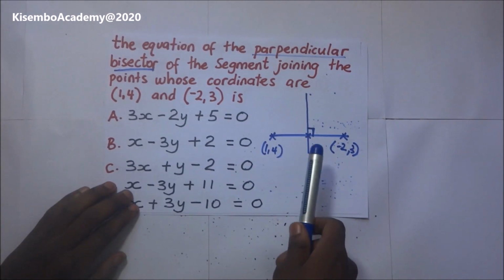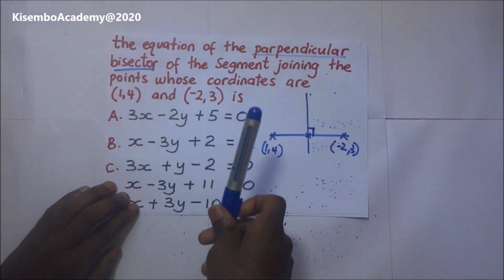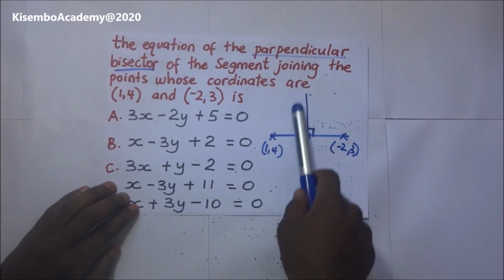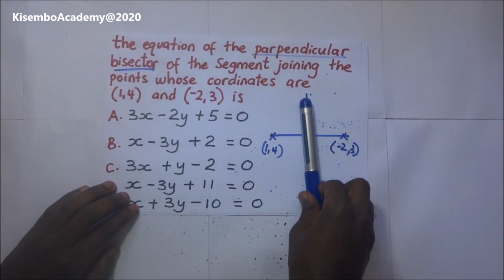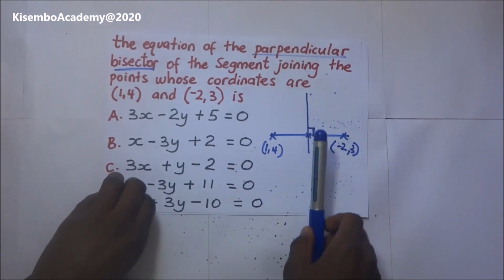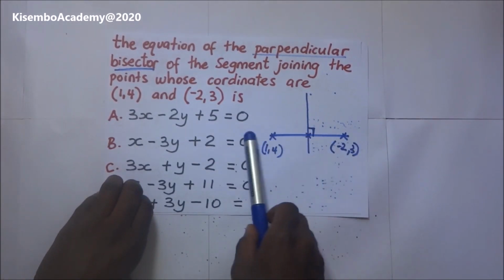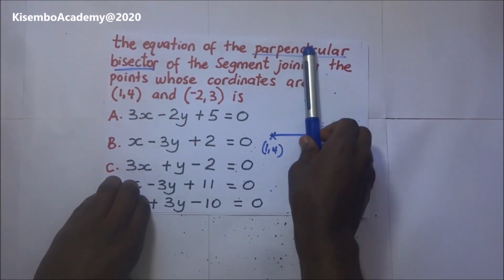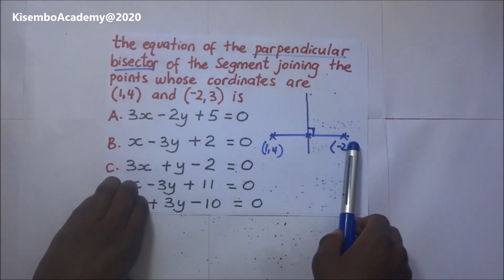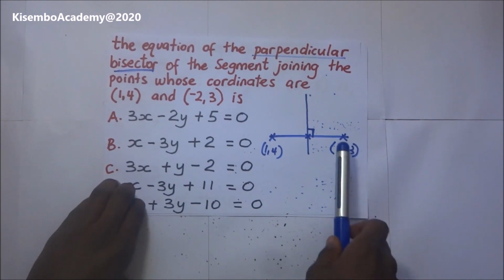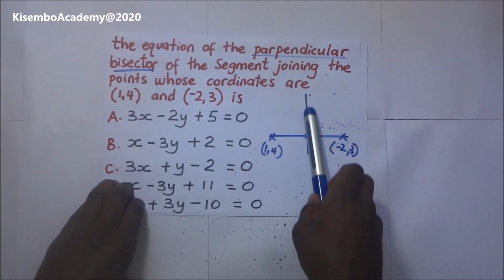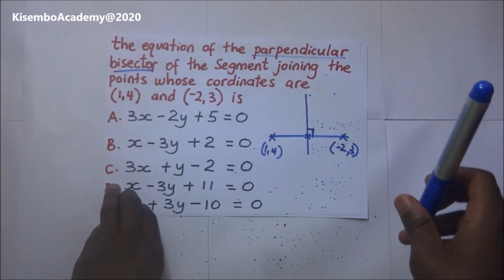So of course, for us to find the equation of this perpendicular bisector, one, we need to find the gradient of this perpendicular bisector. If we know the gradient of this line, the gradient of this perpendicular bisector is simply the negative reciprocal of the gradient of this line, since we already know that the gradient of this line times the gradient of that line is supposed to give us -1.